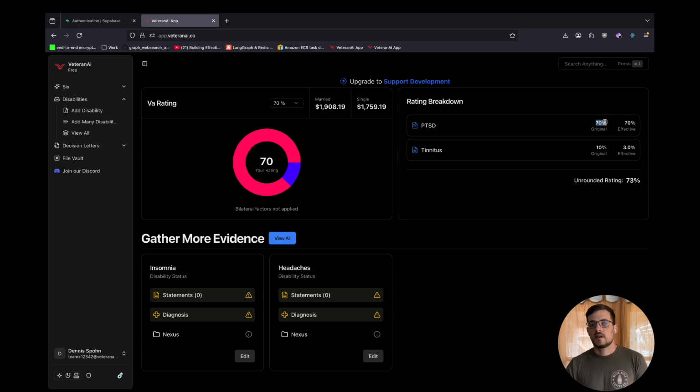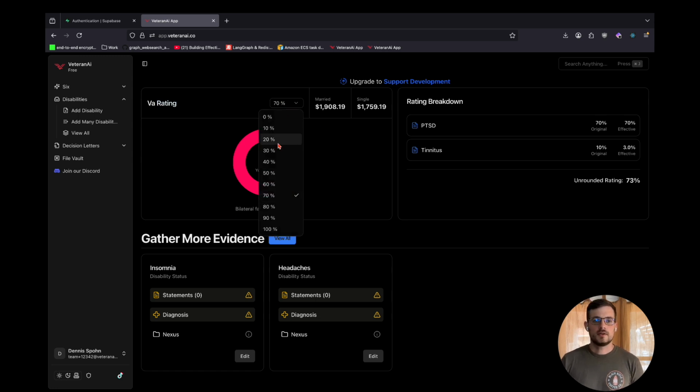Here you can see in our example, we have a 70% for PTSD and a 10% for tinnitus. What that means is tinnitus is really only 3% because, again, it's 10% of the healthy 30%. So, again, that is roughly how VA math works. The only thing we don't take into account right now is bilateral factors. Just so you understand, that won't be accounted for, so there may be some slight differences if you do have a bilateral factor applied to you.